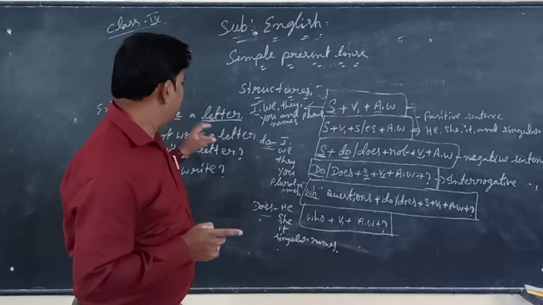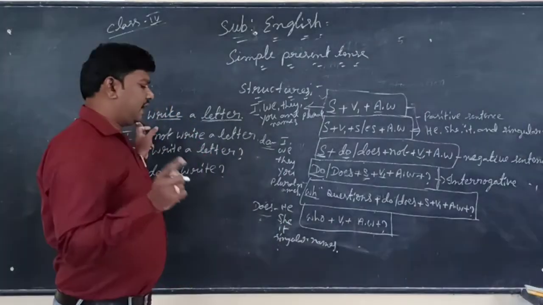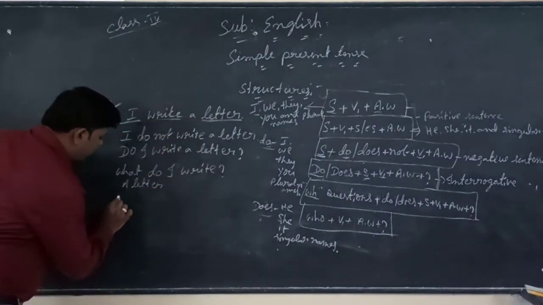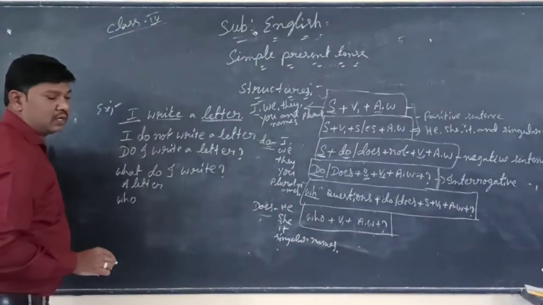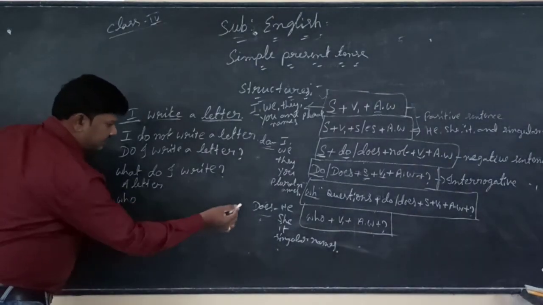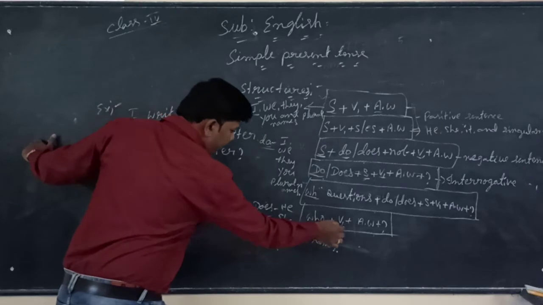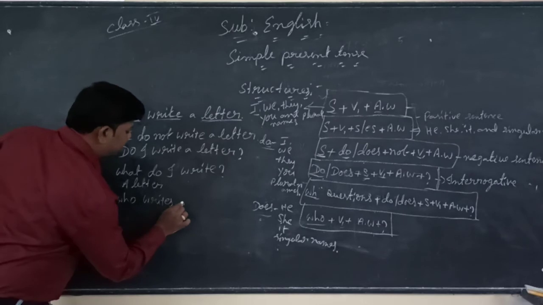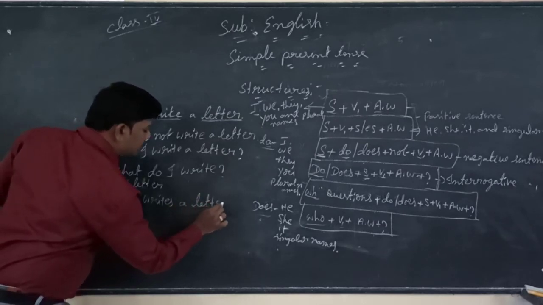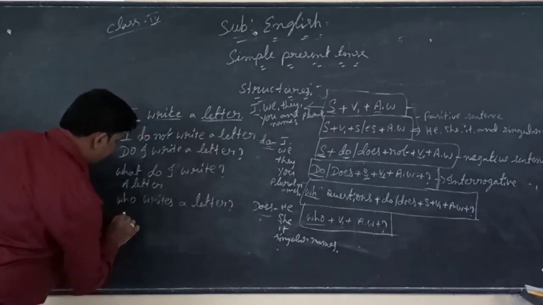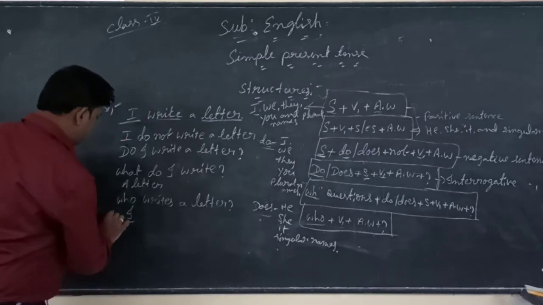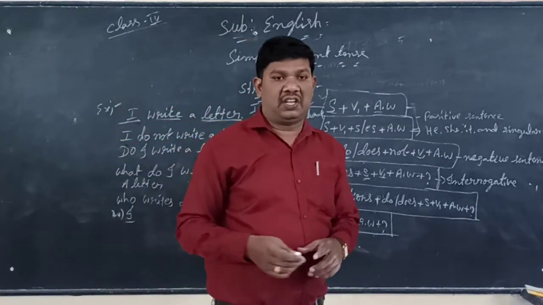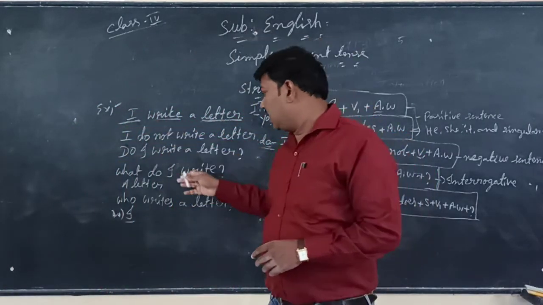Also, suppose I underline I. If the answer is I, then we take the WH question word who. So who, and then V1: who writes a letter? The answer is I. This is the way to make sentences with the help of the structures.